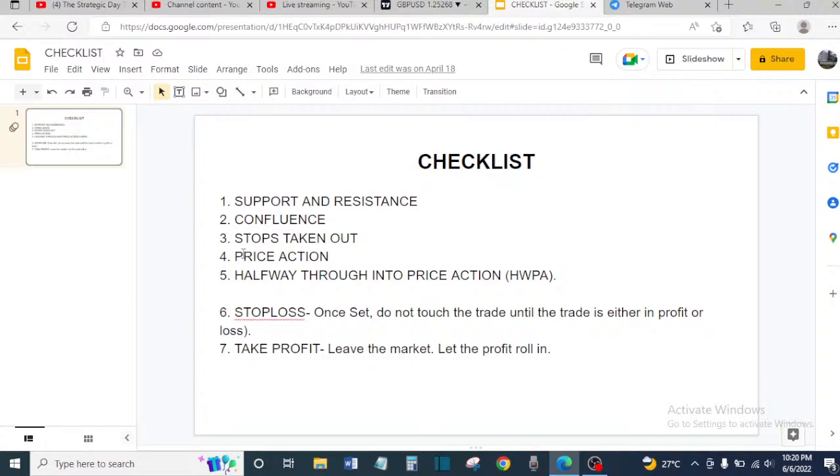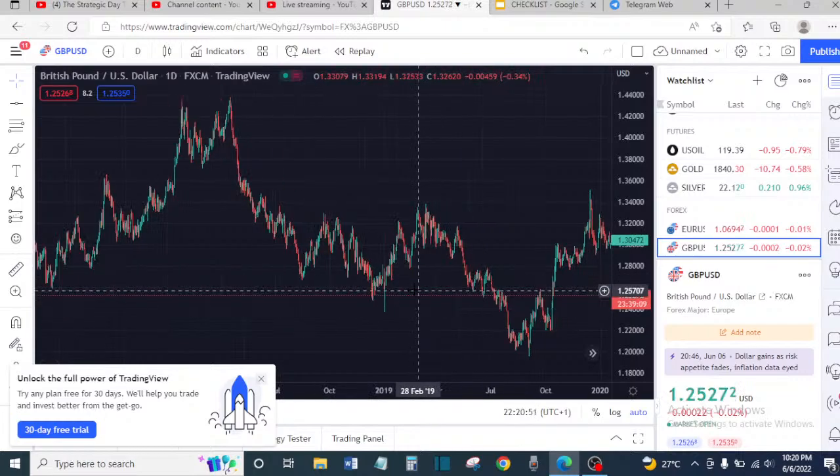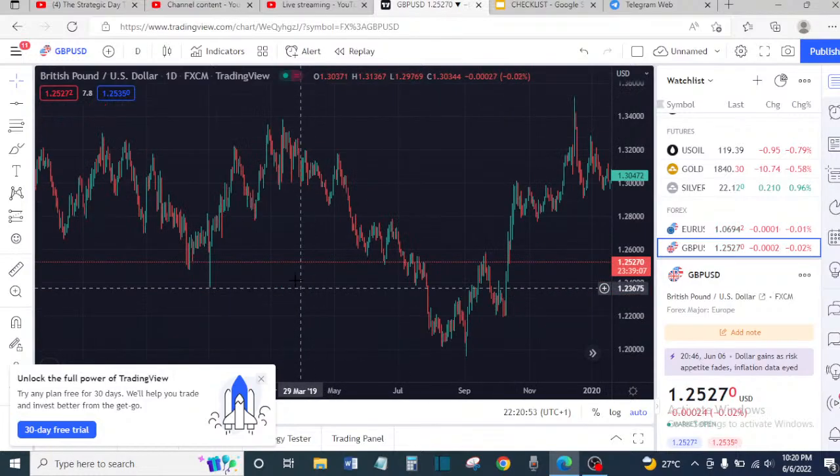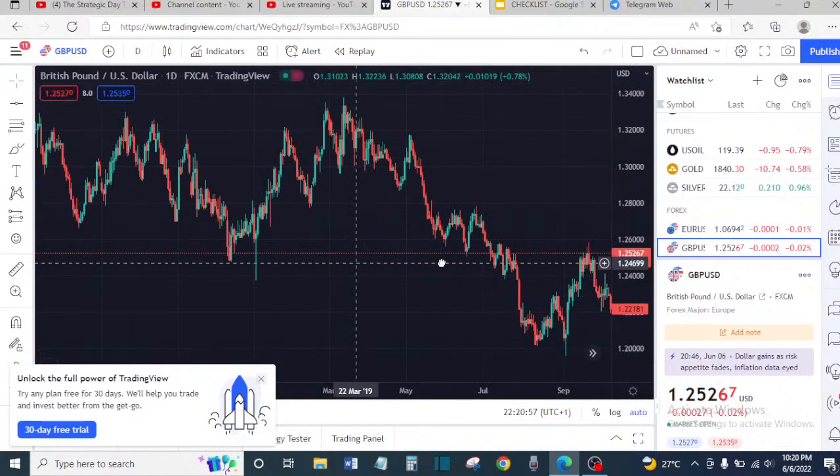What is next? Stops taken out. Now where stops were taken out, this is what took out these stops here. This area of stops, this area of stops, this area of stops. These two here took them out, okay. You can see the price action. That's how I always say, I always like waiting for the price action, okay. Now we had two price action there.